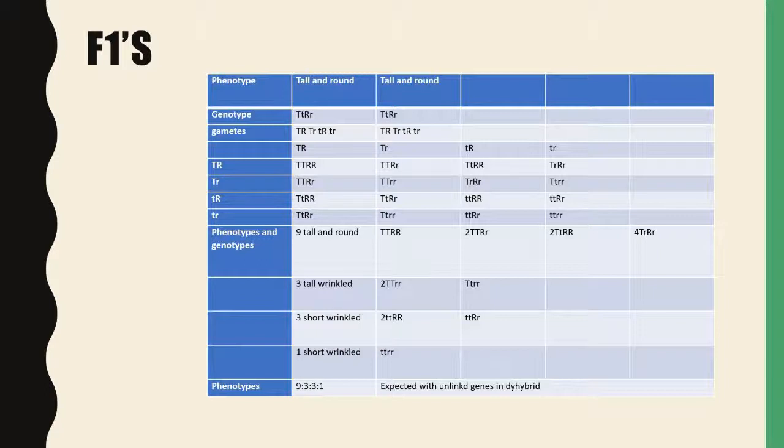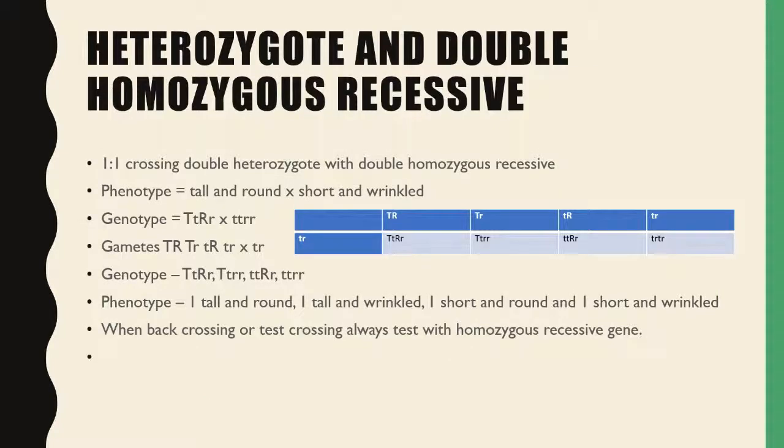You're going to get 3 tall and wrinkled, because you're going to get 2 genotypes of big T, small t, small r, small r, and then 1 genotype of big T, big T, small r, small r. You're also going to get 3 short and wrinkled, because you're going to get 2 genotypes of 2 small t's and 2 big R's, and 1 with 2 small t's, 1 big R, 1 small r. And then finally 1 short and wrinkled, which is 2 small t's and 2 small r's. So the phenotypes are going to be in the ratio of 9 to 3 to 3 to 1, which is expected with unlinked genes in a dihybrid cross.